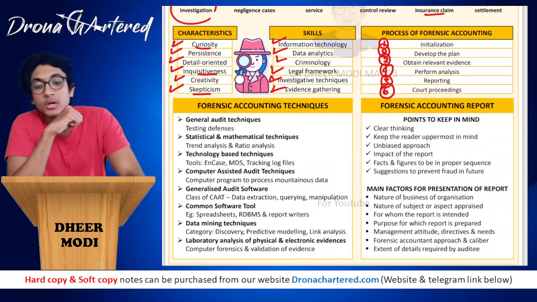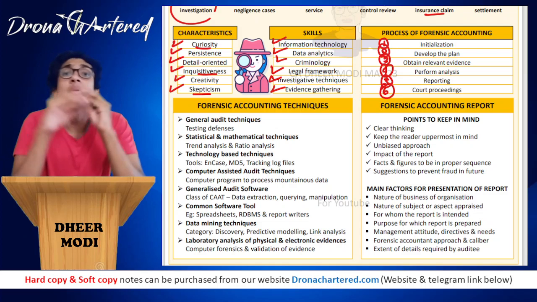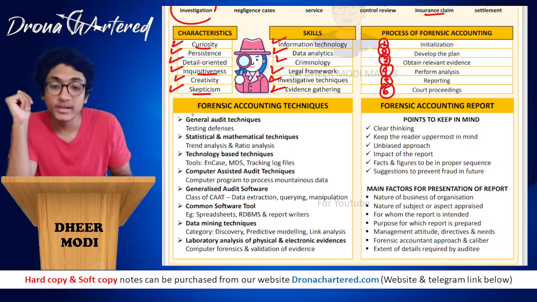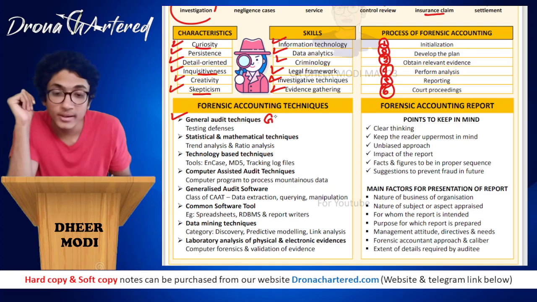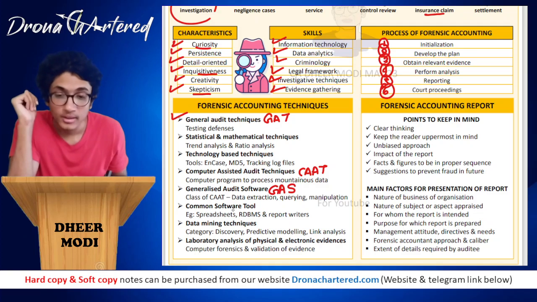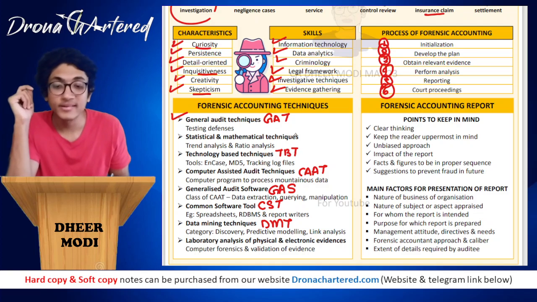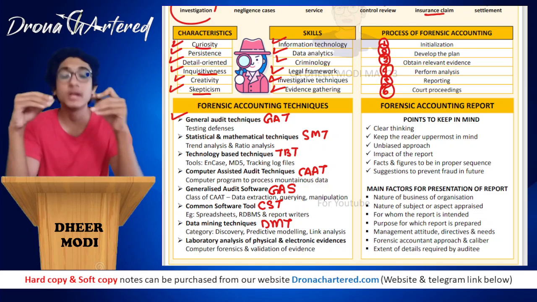Great. Now coming to your last part of the chapter, and with this we will be done with the entire audit. So forensic accounting techniques. Forensic accounting techniques is, first of all, your GAT. Then you have another one over here, that is your CAT. Then you have your GAS. Then you have your CST. Then you have your DMT. Okay. So these are all the points. Then you have your TBT and statistical and mathematical techniques. Okay, so this is how I had learned when I was studying audit.